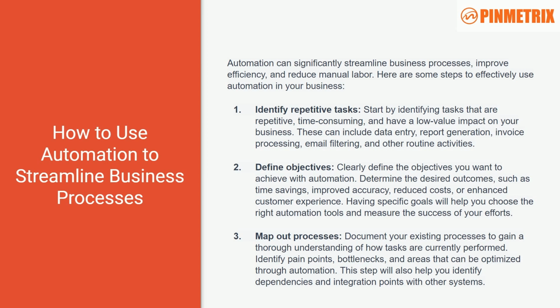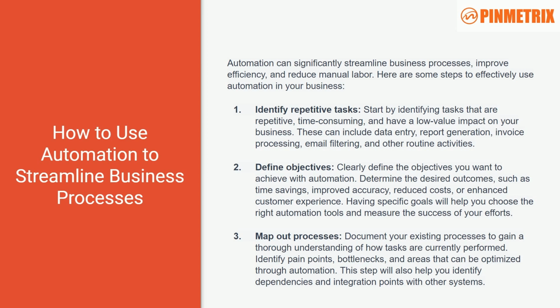Then you also need to define objectives. So clearly define the objectives you want to achieve with automation. For instance, your objective might be to create time, to improve accuracy, to reduce cost, or to enhance customer experience. Having specific goals will help you choose the right automation tools and measure the success of your efforts.